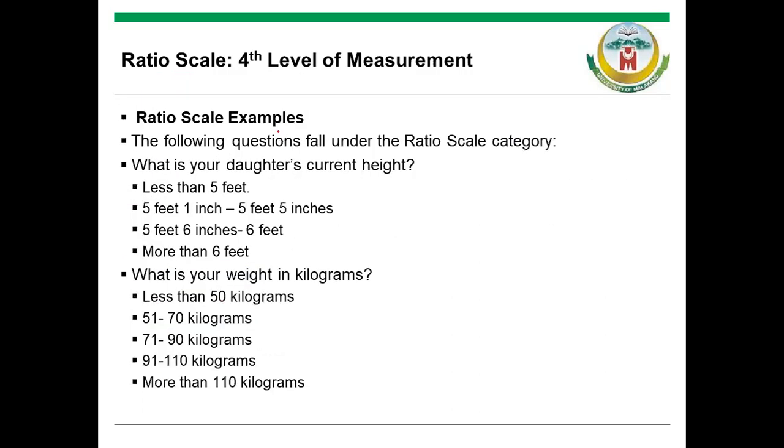so ratio scales, there is another question, what is your daughter's current height? And the response is, let's say, less than 5 feet, 5 feet 1 inch to 5 feet 5 inch. Let's say we respond that her height falls in this value, okay, or her height falls in this value. So these are the scale ratios. Okay, what is your weight in kilograms? And let's say the response is either this one, or this one. So these are ratio scales.